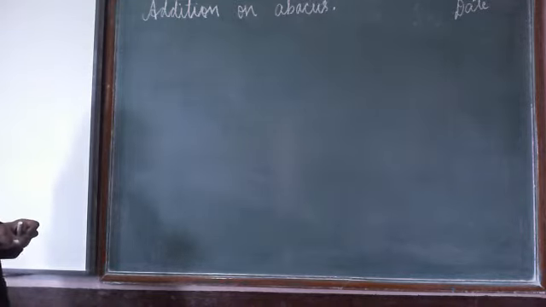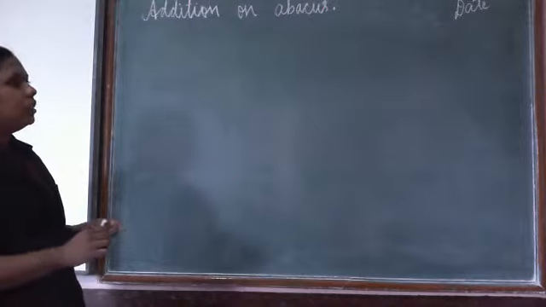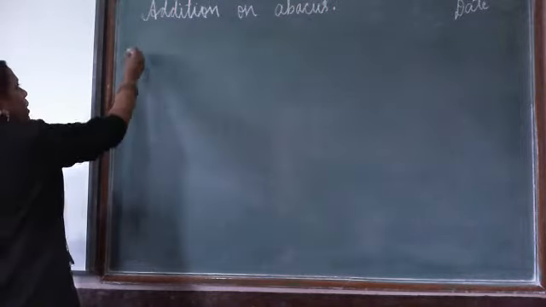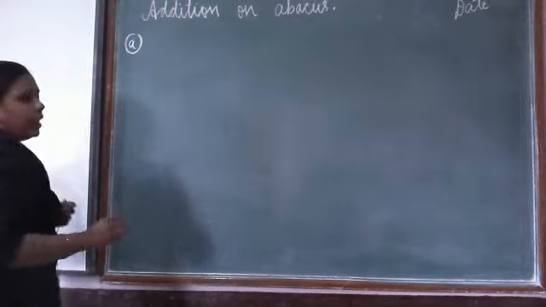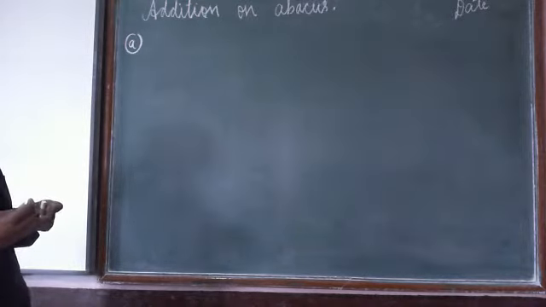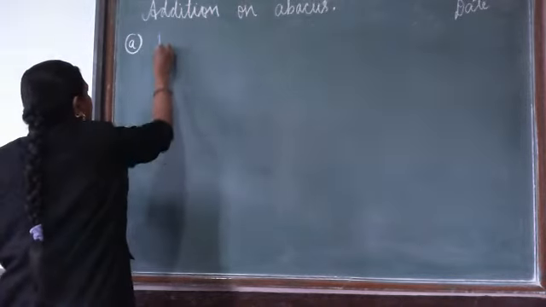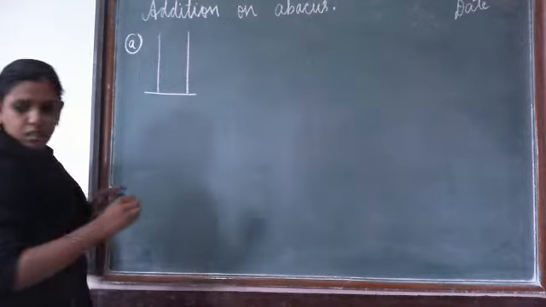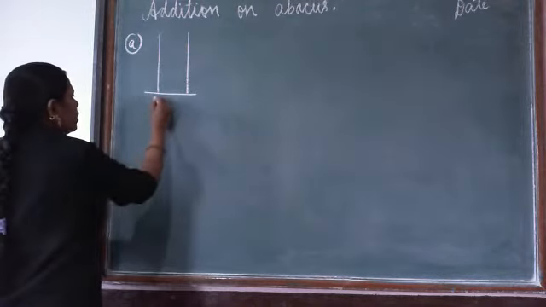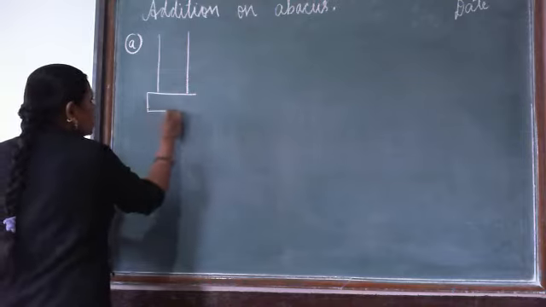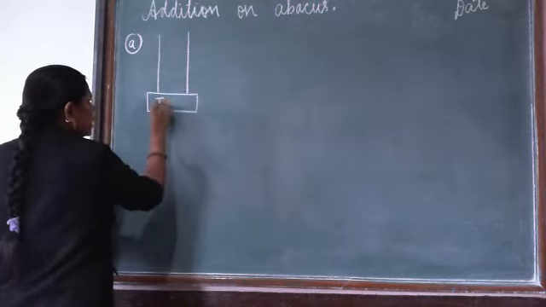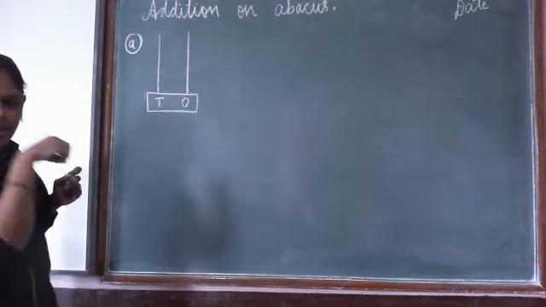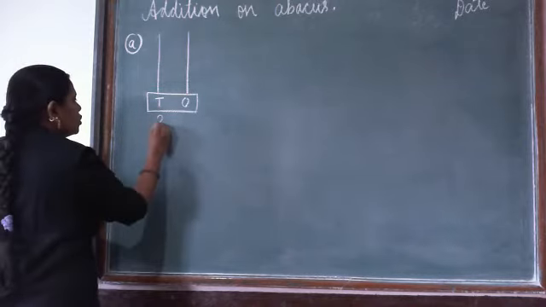Okay. Now write the first question A. What is the number at A? See, draw the abacus. The number is 22. Draw with me. Write T and O and write 22 here.